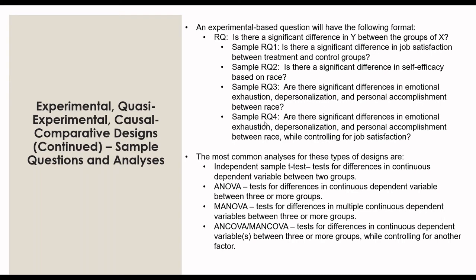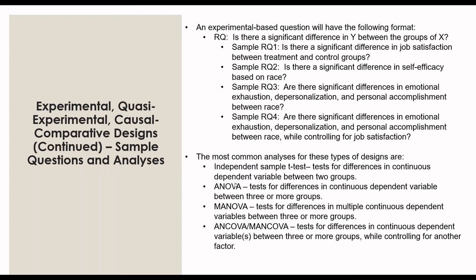Okay, so I gave 4 possibilities here, and all 4 of those possibilities, just based on reading these questions, tie to specific analyses. So sample question 1, is there a significant difference in job satisfaction between treatment and control? In a case like that, you could just use an independent sample t-test because you have two distinct groups, and you're looking for differences in a variable between those two groups.